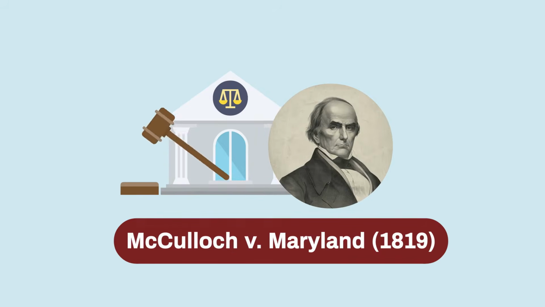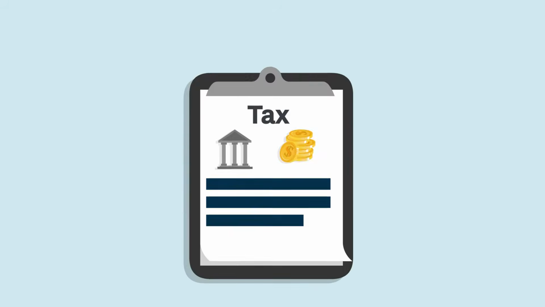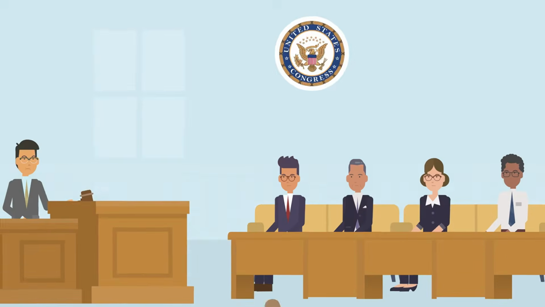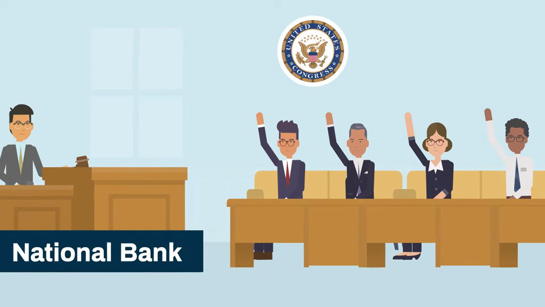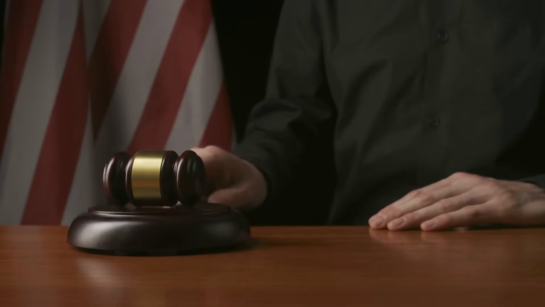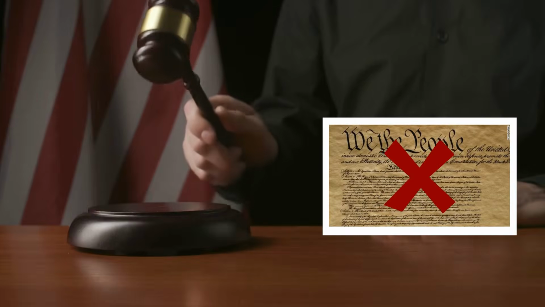McCulloch v. Maryland, 1819. When Maryland tried to tax a federal bank, the court said Congress had the implied power to create a national bank. As long as something is necessary and proper to carry out its duties, it's allowed, even if it's not directly stated in the Constitution.